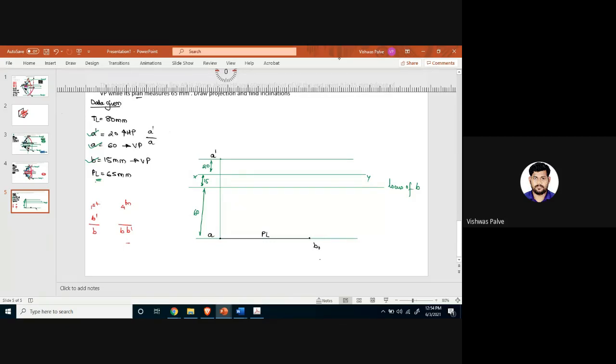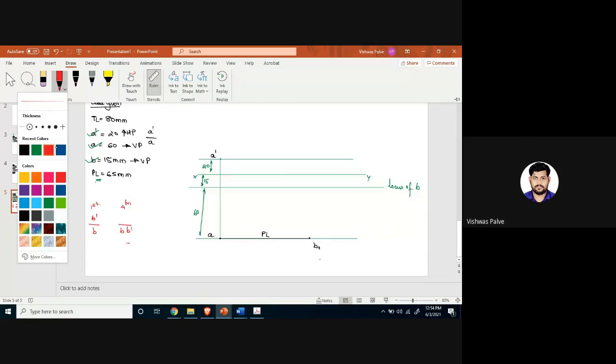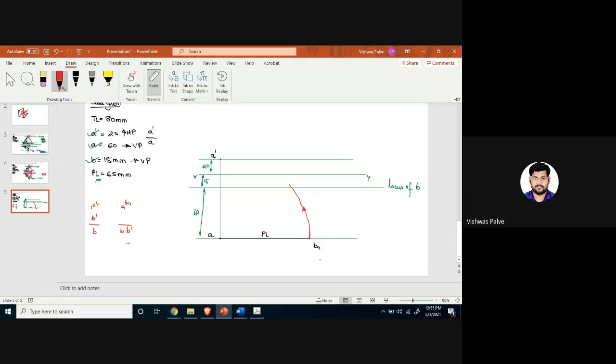Okay, now if the plan length is known to us, if I rotate the plan length, what will you get? Top view, right? So where is my locus of B? Locus of B is there with me. So if I rotate this, instead of rotating downwards, because my locus is lying above, I will rotate in this way.